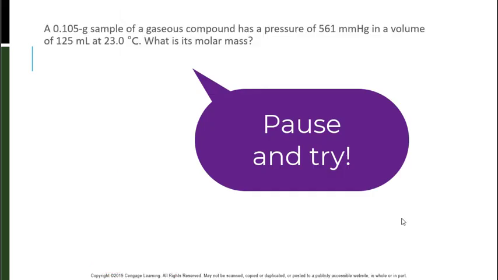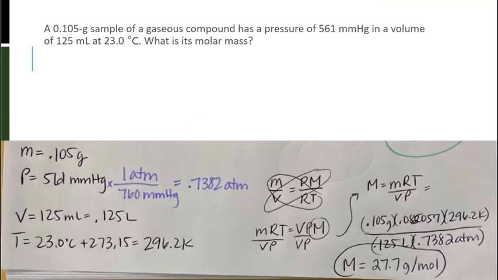Here's our last problem of this section. Pause the video here, see if you can find the molar mass. Let's see how you did.